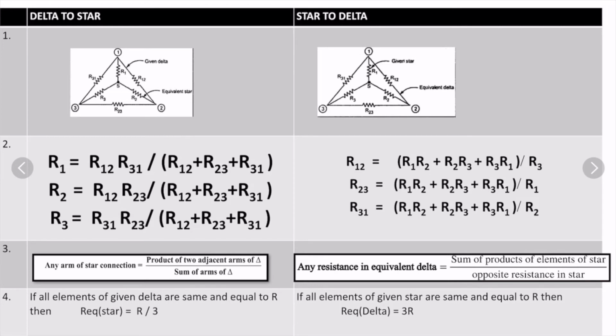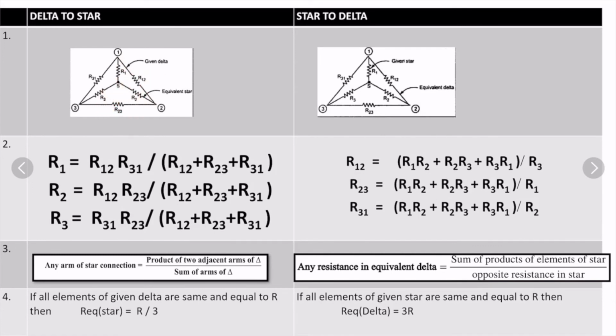Okay, so first we'll see delta to star. As I have told you before, for solving any star-delta circuit, your very first step is to draw a delta and a star inside the delta. In case of delta to star conversion, you'll have delta elements, and you are supposed to calculate star elements.